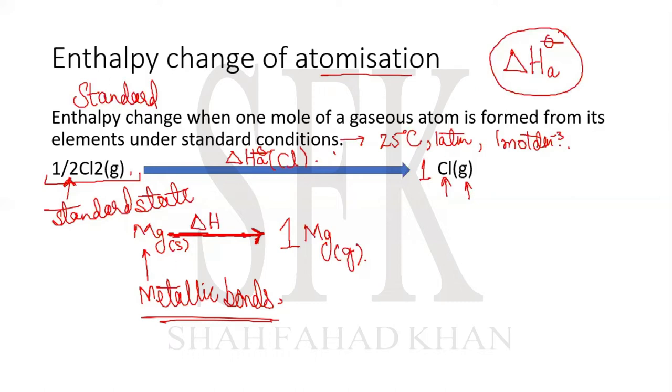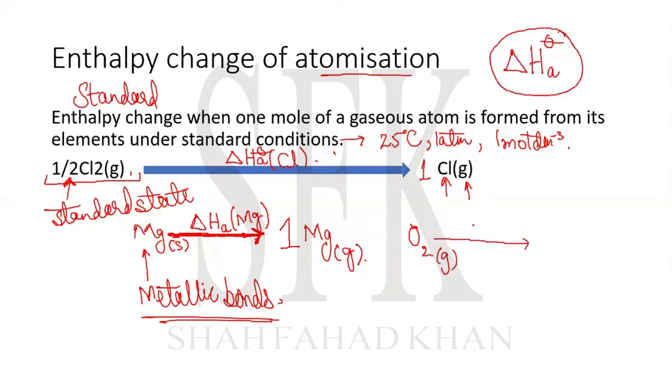state under standard conditions. So again, the enthalpy change of this reaction is going to be the enthalpy change of atomization of magnesium. Similarly, if we had oxygen, okay, now oxygen is an element. What's its standard state under standard conditions? It's a gas, right? It's a diatomic gas.